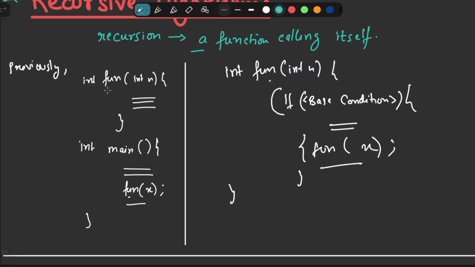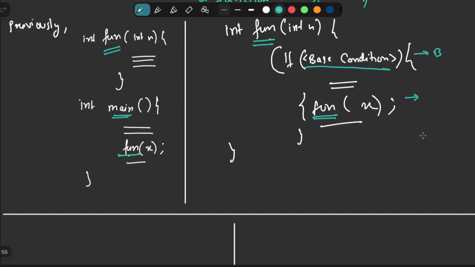For example, we previously saw something like this. There is a function fun and there is a function main. The function fun is called inside main. We have seen this kind of example many times, but in recursion the function fun calls itself within the function when this base condition is true. So in a recursive function there will be two parts, a base case and the function call.